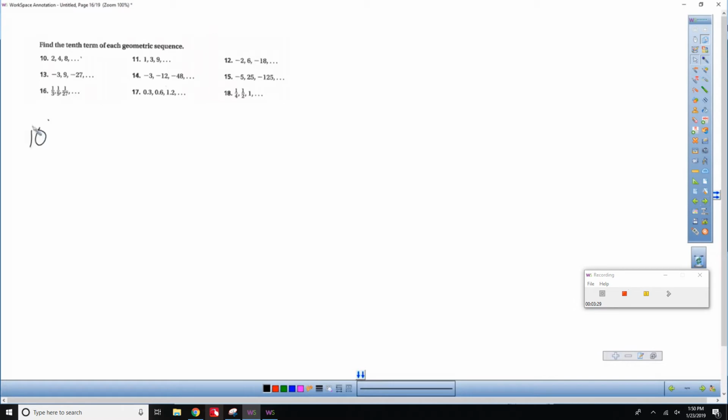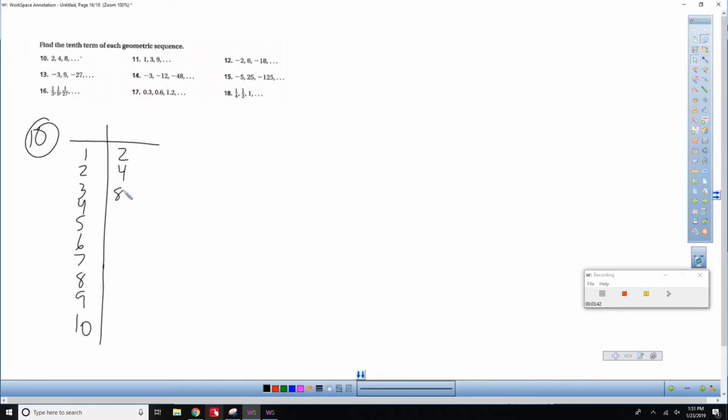All right, here we go. Find the 10th term of each geometric sequence. First we're going to do this the long way, it looks like. So we're just going to write out 10 terms. The first term in number 10 is 2, then it's 4. It looks like we are multiplying: 16, 32, 64, 128, 256, 512, 1024. So, that's how we're going to do these.